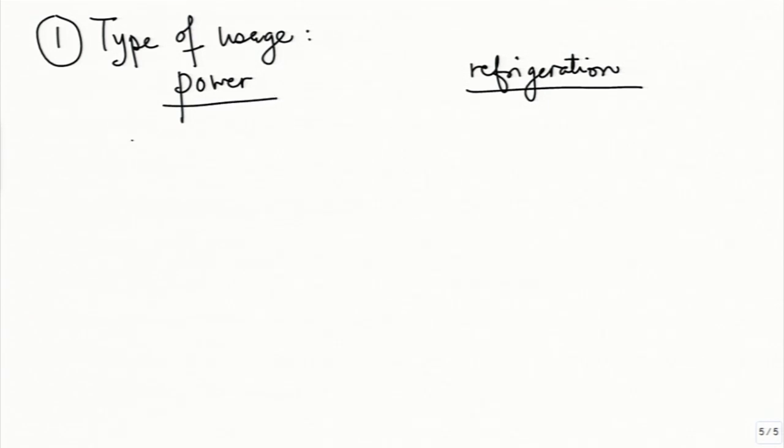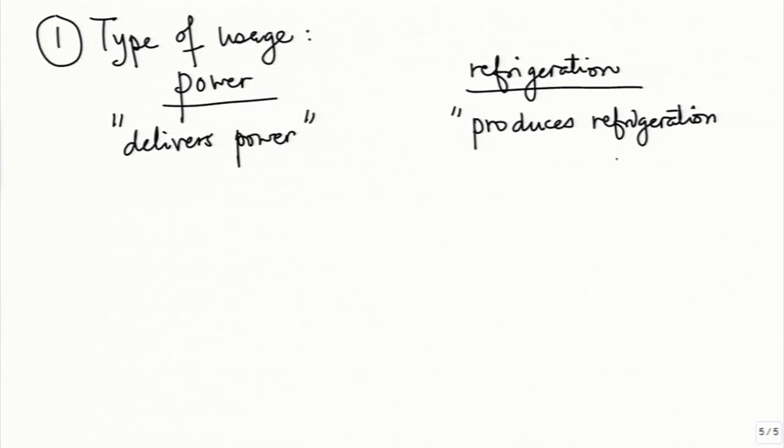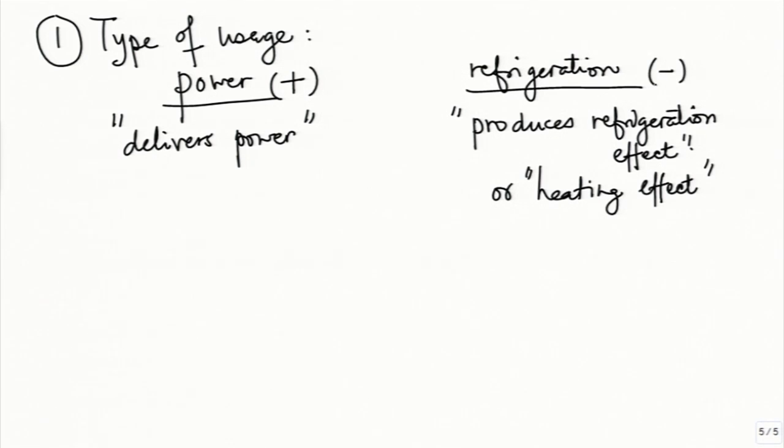We can say power cycle produces or delivers power, that is its main purpose, whereas refrigeration cycle produces what we call refrigeration effect. With one proviso here, that although it is not a refrigeration cycle, if you have a heat pumping cycle, you can say instead of a refrigeration effect, a heating effect. So these are power producers, whereas these are power consumers. I should not write positive or negative here. There is nothing positive or nothing negative about this cycle.